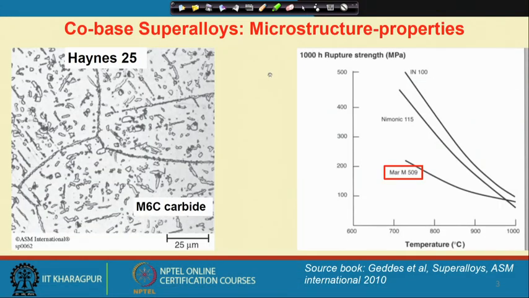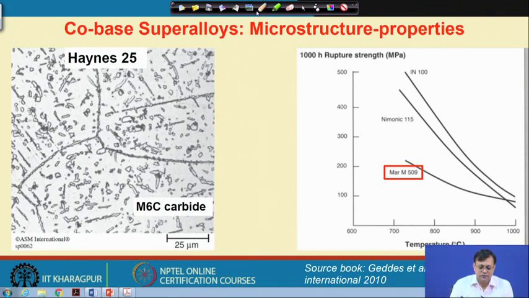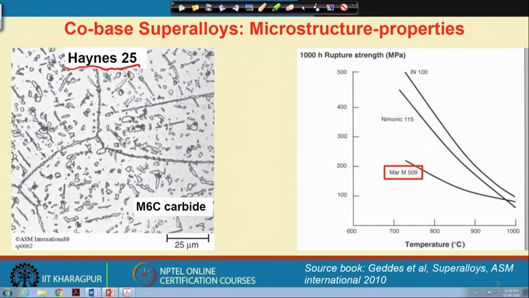On the left hand side, I show you a typical microstructure of a cobalt based superalloy. The alloy name is Haynes 25. Here you do not see any gamma prime phase, but what you see are these kinds of precipitates, all M6C type of carbides along with some A2B type precipitates.